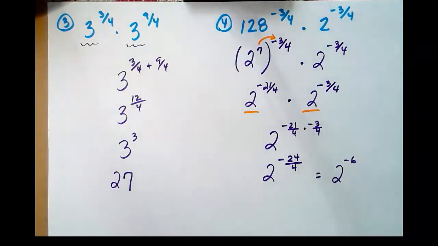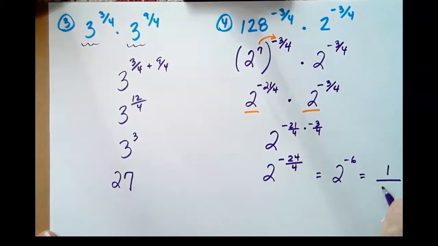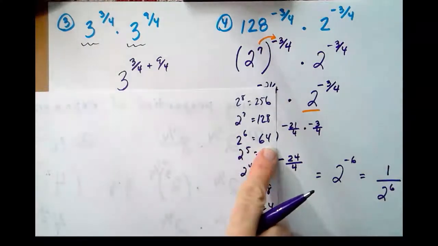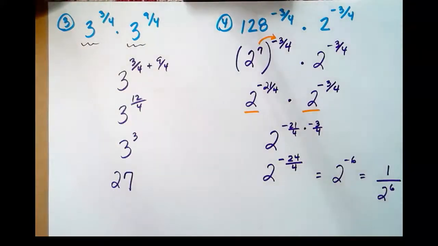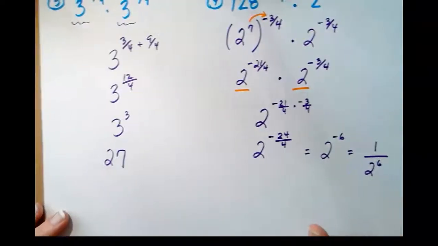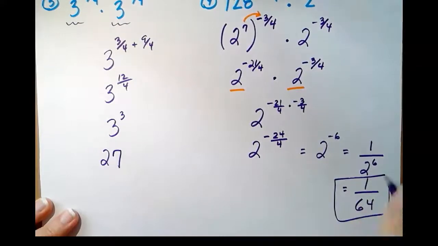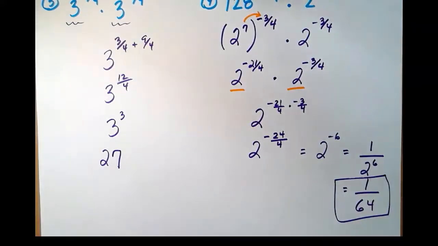And we're not going to leave a negative exponent. We know that a negative exponent means a reciprocal. So let's rewrite this using a positive exponent. We will reciprocate and get 1 over 2 to the positive 6. And we know that 2 to the positive 6 is 64. So let's substitute that in there. So we've got 1 over 64 for the final very best answer.